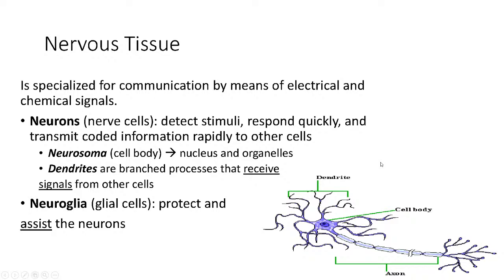Good, we've talked about a lot of this already, but the neurons are also known as nerve cells, although that's really not a very good name because I think that's confusing for students. All right, so you will find the axons of neurons in a nerve, but the nerve is not a cell. The nerve is a larger structure made up of multiple axons. But anyway, these neurons, they detect stimuli. It's a very common phrase, by the way, so you can use it. It's just sort of inaccurate. So they detect stimuli, they respond quickly, and they transmit coded information rapidly to other cells.